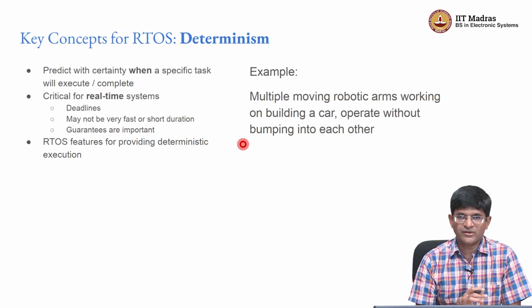But as long as you have absolute guarantees on the determinism, how long is it going to take for this arm to go from point A to point B? In other words, at what point in time can you be sure that it would have cleared this particular space? Then you can schedule another arm to pass through that space at the same point in time without having a collision. So most RTOS provide some kind of features for providing this kind of determinism.